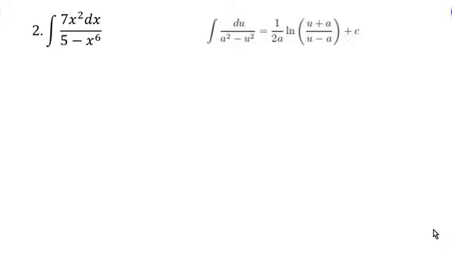Hey there guys, so today I'm gonna show you how to resolve this integral, to get the integral of this problem over here. It's pretty simple actually. I'm gonna explain why I chose this formula.